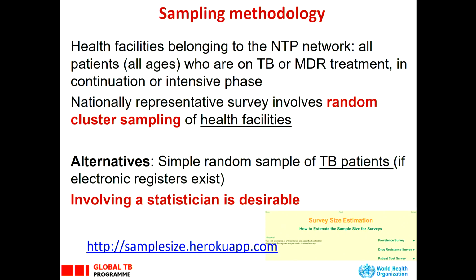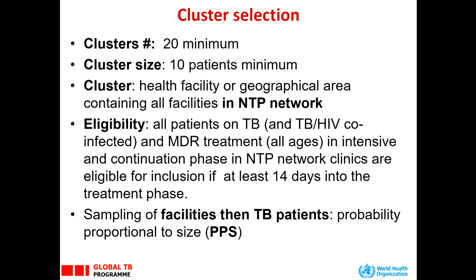We are recommending the use of cluster random sampling, and if any country has an electronic case-based system, they can go for simple random sampling if the logistics and their budget allow. And we recommend involving a statistician for this exercise to make sure that the results can be extrapolated and be nationally representative. There is actually a web page where you can do the calculation of the sample size, both for prevalence surveys and drug resistance surveys and for patient cost surveys. And the address appears on the slide.